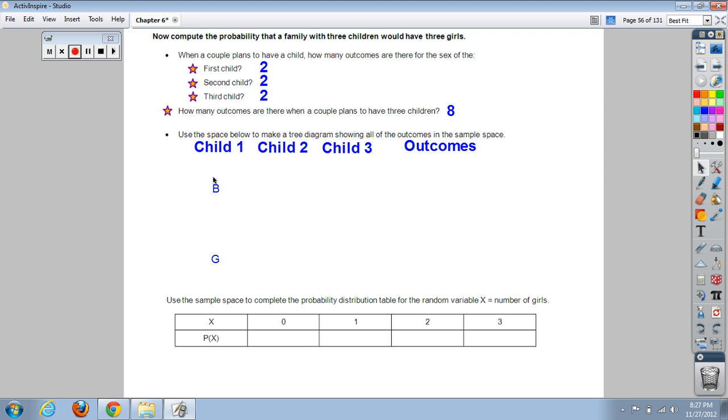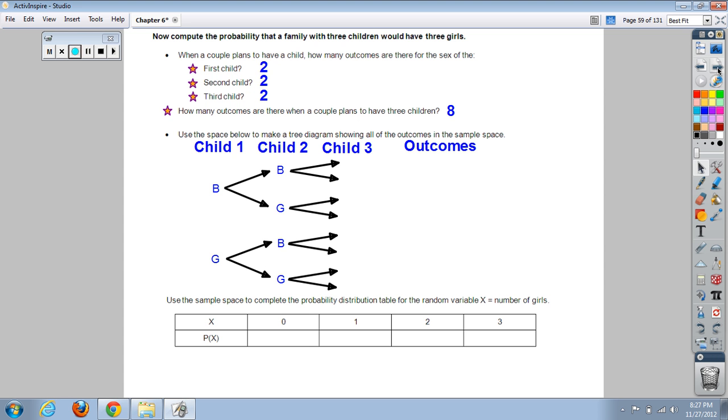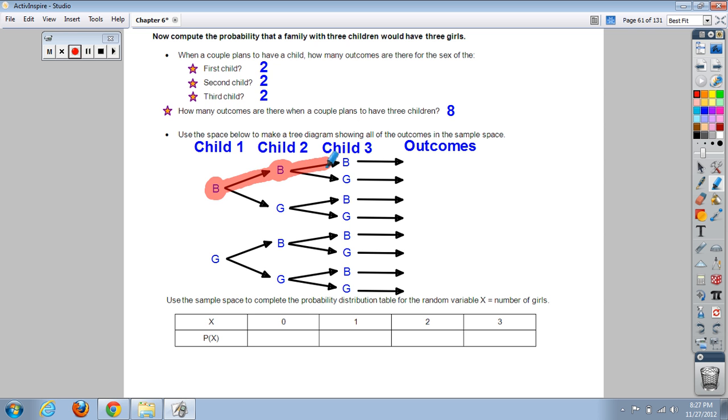So our first kid, boy or girl. From there, we're going to start branching. The second child, boy or girl, boy or girl. Third kid, branch off again. Now we're going to look at each branch of our tree diagram. In the very top one, it's saying we have a boy, and a boy, and a boy, which means altogether, we just had 3 boys. If I keep continuing down the line here, there are all 8 of my outcomes.